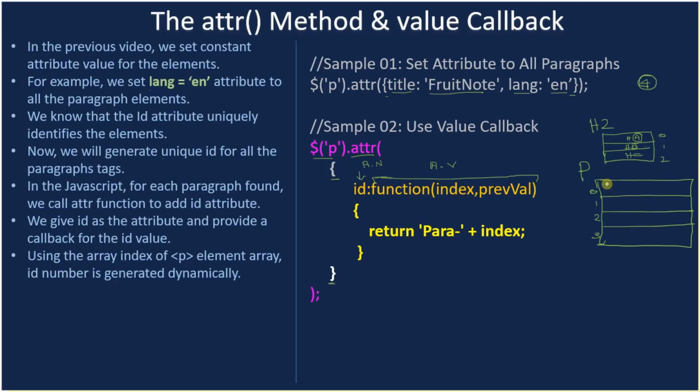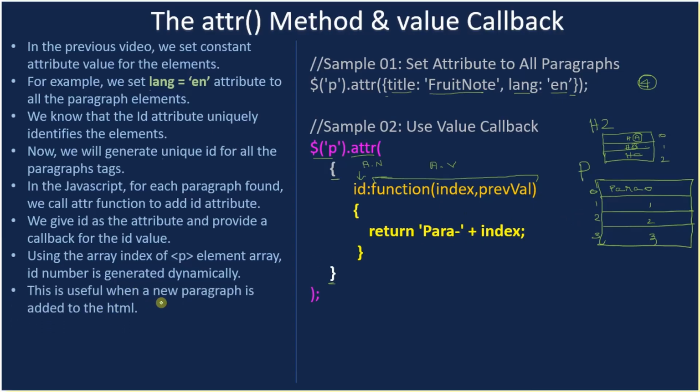That means the attribute we are generating is para, and when we append the index, we will be getting para0, para1, para2, para3. So this is how we are generating the ID, and that ID will be added as the attribute. Previously we added footnote, title and language attributes. Now we are adding the ID attribute also, but the value we are dynamically forming and setting. This way we generate a unique ID for all the paragraphs.